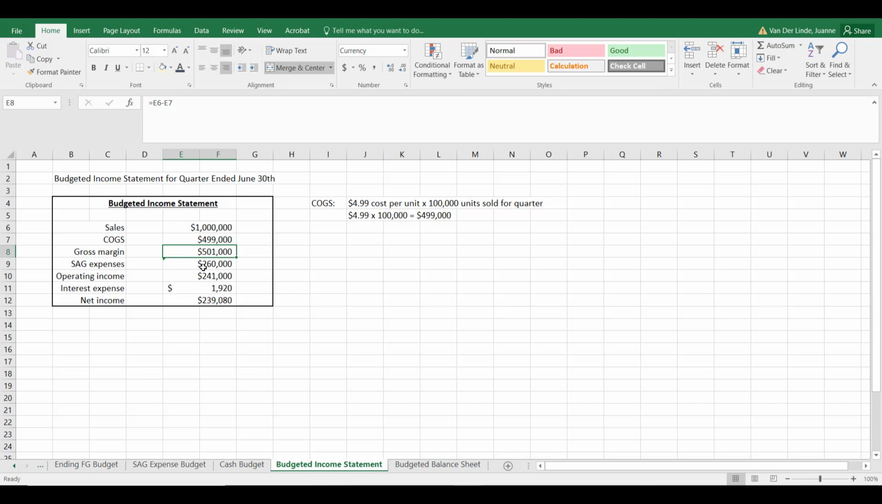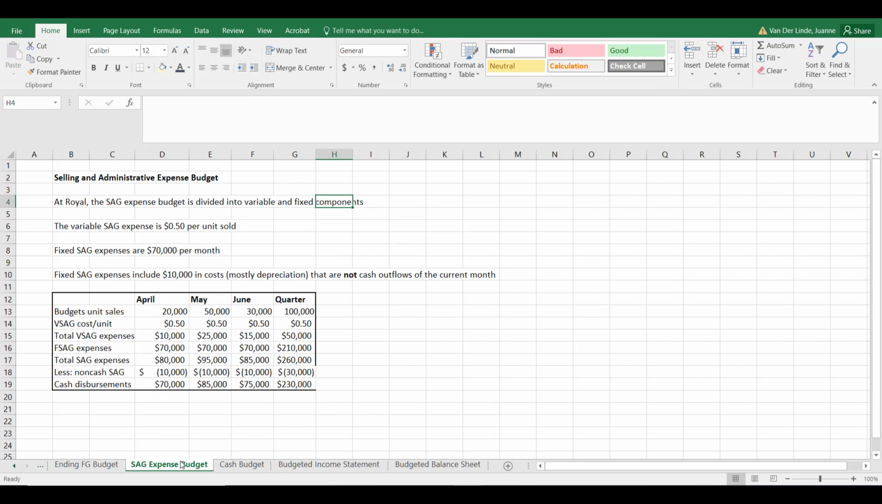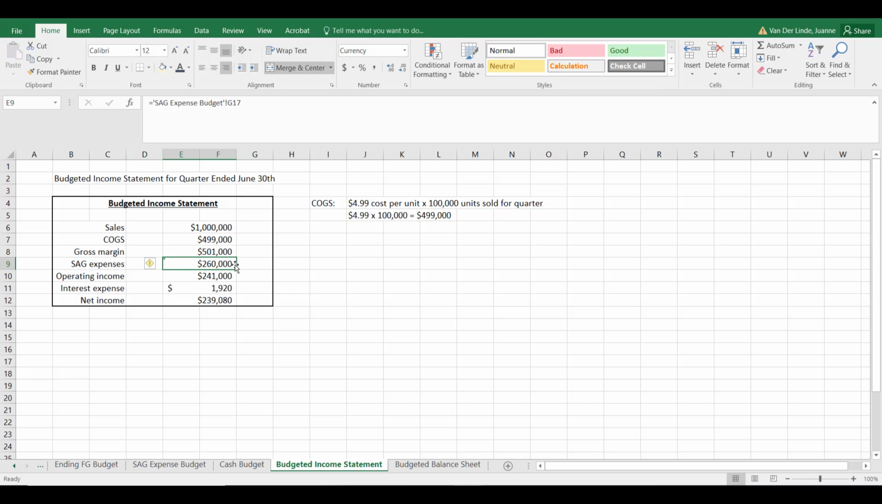Then we need to subtract out our SG&A expenses for the quarter. And where am I getting that from? This $260,000 is coming from the SG&A expense budget. So we had determined that the total SG&A expenses for the entire quarter is $260,000. So that's where that's coming from. When I subtract that from my gross margin, I'm left with my operating income.